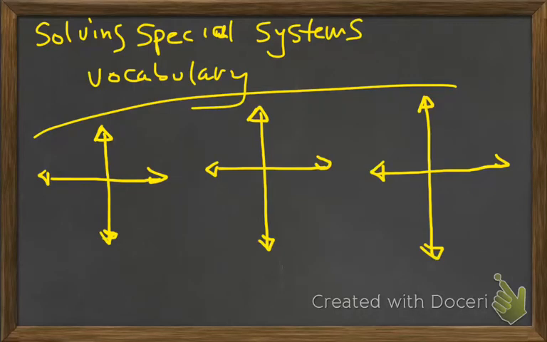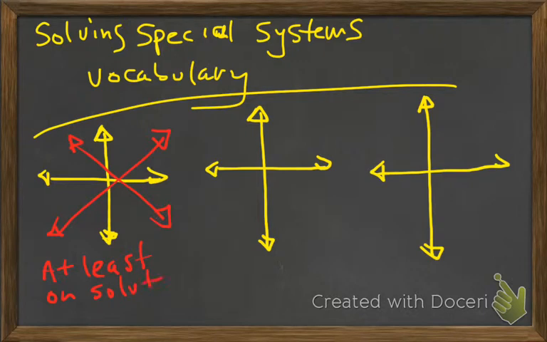Okay, so now we'll just take a quick look back at vocabulary. Some of the vocabulary for systems is pretty important. First, you've actually seen a system. You guys have actually been working with systems where, if you have a graph and you have one solution, well, systems with at least one solution are called consistent systems. So this would be a consistent system.